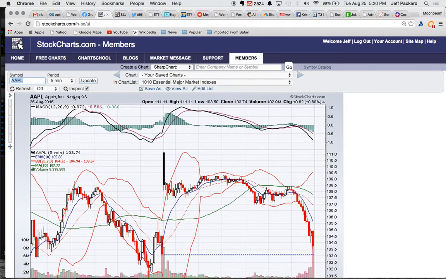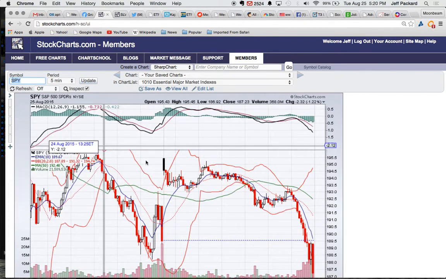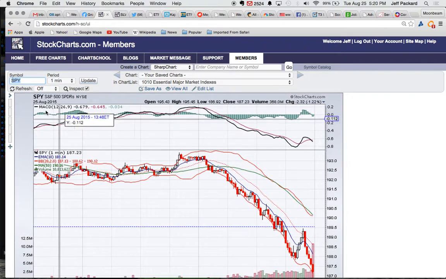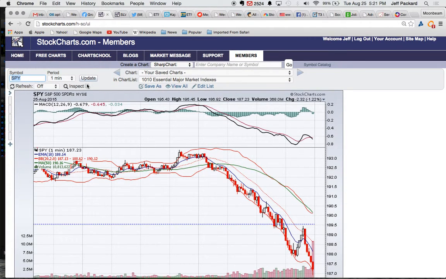Okay, so let's look at what I was trading today, SPYs. Okay, so we're looking at the SPYs. Even if I had the 1 minute going on, what's cool about stock charts is you can use a refresh. So every 15 seconds, it's showing me in pretty much real time what's going on. So what happened here? I'll tell you what I did today. And I might have to use a 5-minute chart to show you the whole day.